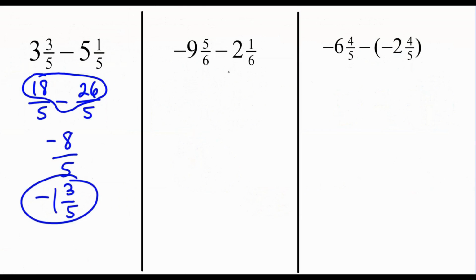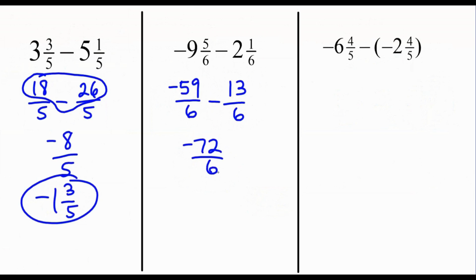Negative 9 5/6 minus 2 1/6. I'm going to change these to improper fractions. Negative 9 5/6 is negative 59/6 minus 2 1/6, which is 13/6. And I have negative 59 minus 13. That's going to decrease in value, so it's going to get more negative.